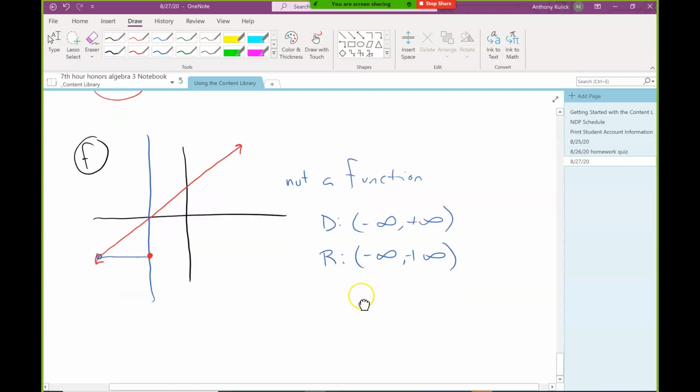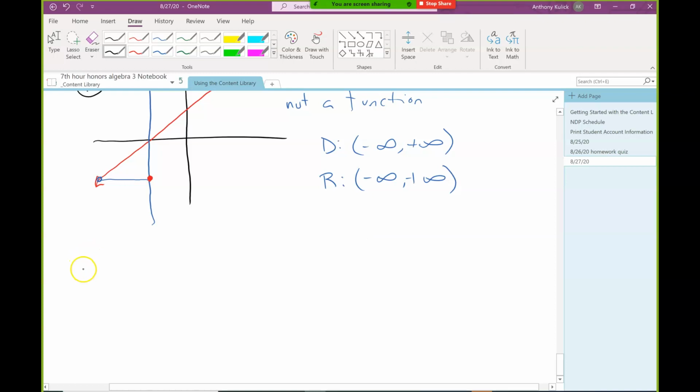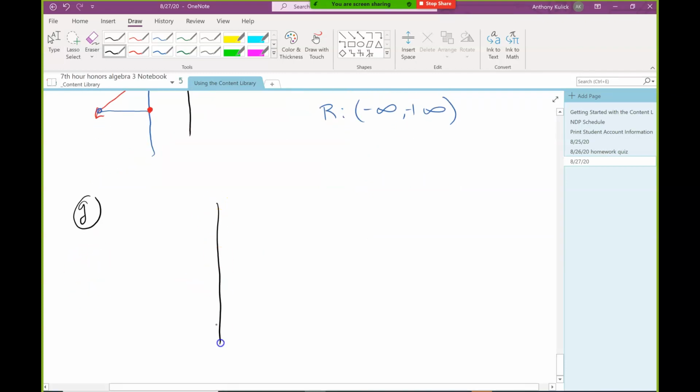Let's look at an example where maybe the range gets weird. E, F, G. Or the domain, or both. Okay, so let's do something sneaky here.